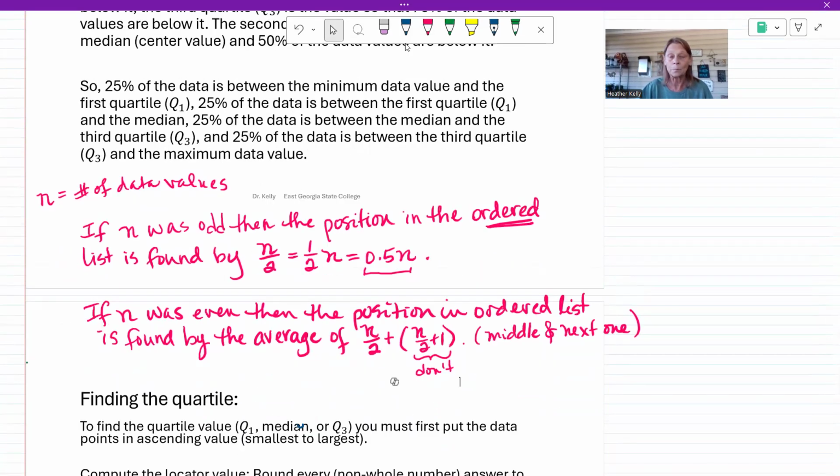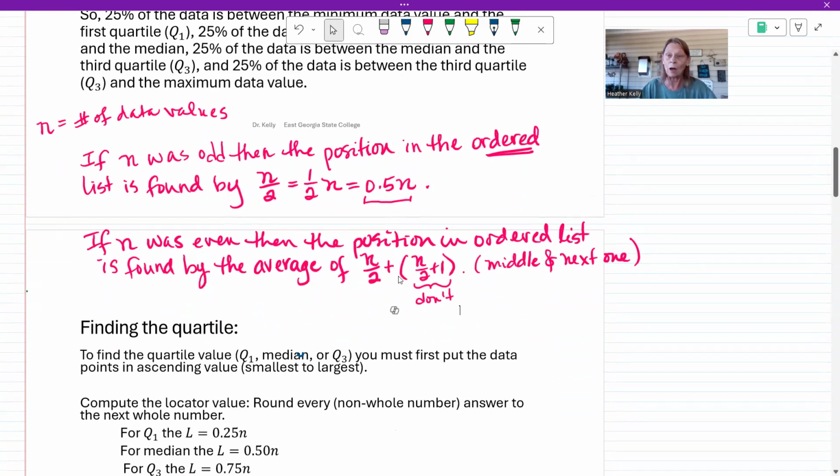Okay, so I just want to remind you that that is how, and remember what it is, that just gives the position. Just the position, which one on the list is the middle one.